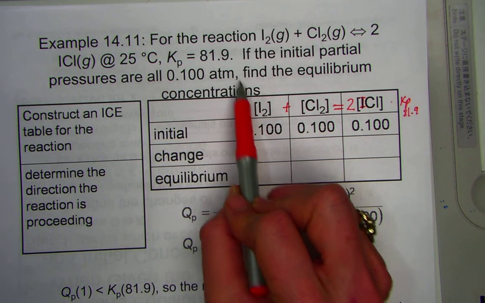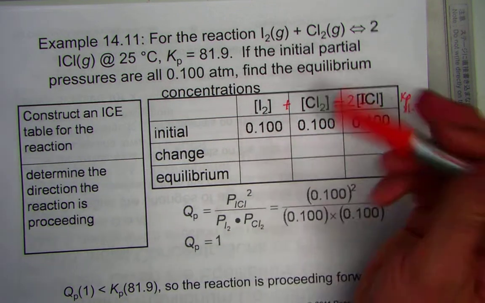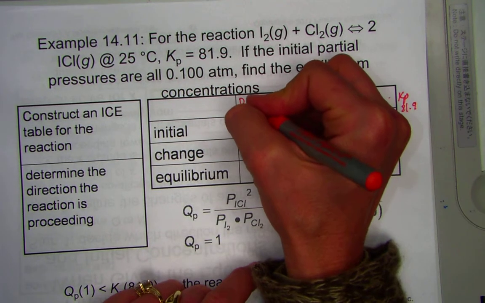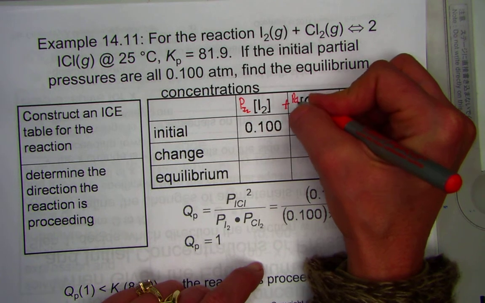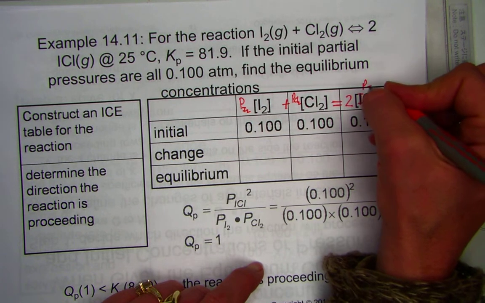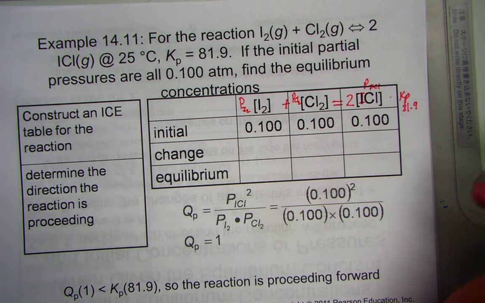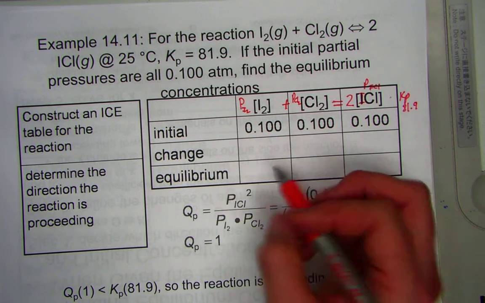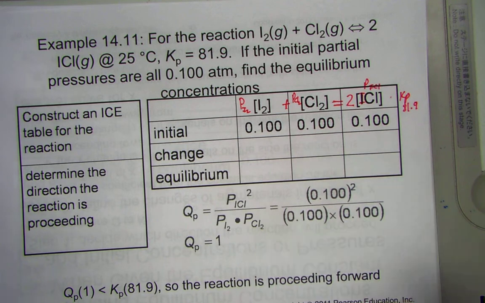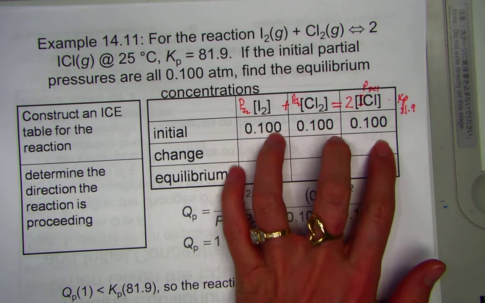So right off the bat, I'm not liking the fact that these are brackets. These are partial pressures: the partial pressure of iodine, the partial pressure of chlorine, and the partial pressure of iodine chloride, ICl. Not brackets, they're pressure units. We'd like to know the equilibrium values. We know the Kp, we know the initial pressures.